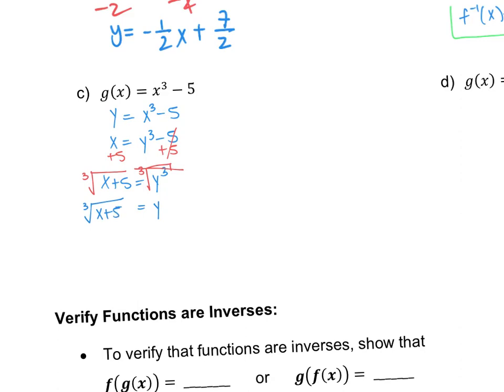And now, the thing about cube roots is you don't have to write a plus and minus. I know this is inverse functions, but cube roots don't have a plus and minus sign. Only square roots or even roots. But odd roots or cube roots, they don't need a plus and minus sign. So from here, our inverse function is the cube root of x plus 5, and that is our final answer.